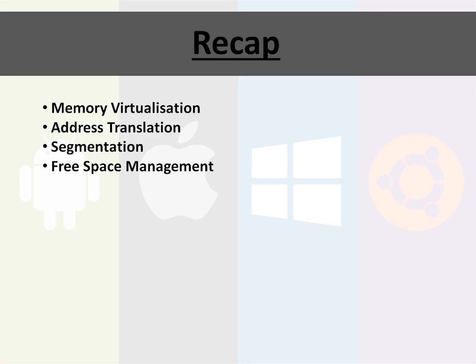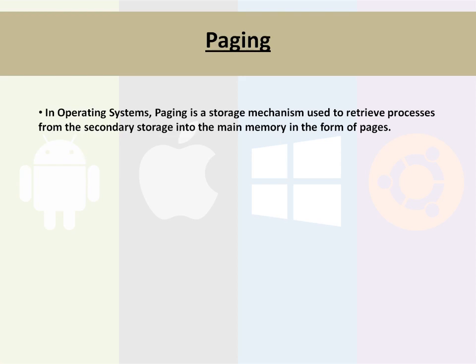So moving on to today's concept, which is paging. Paging will take up the whole of today's lecture. Both parts 1 and 2 will be revolving around paging. So what is paging? Well, in operating systems, paging is a storage mechanism, similar to segmentation, used to retrieve processes from secondary storage into main memory in the form of pages.